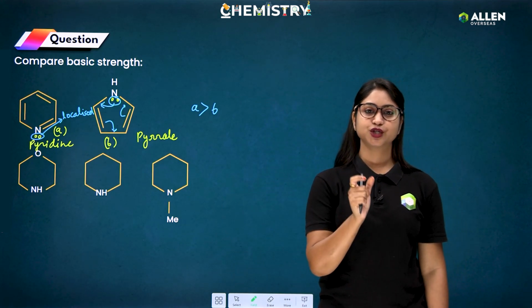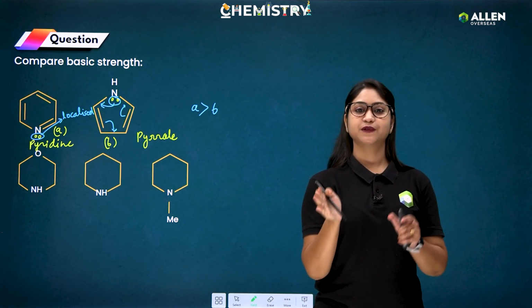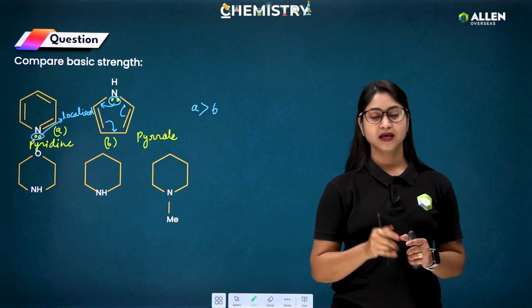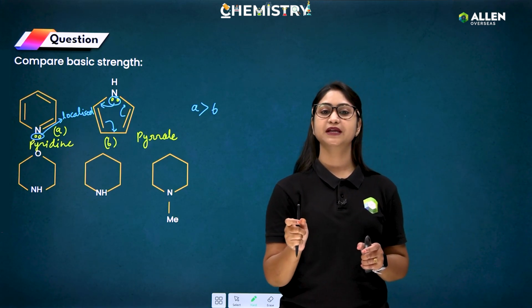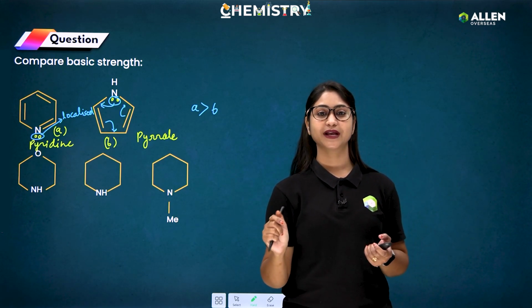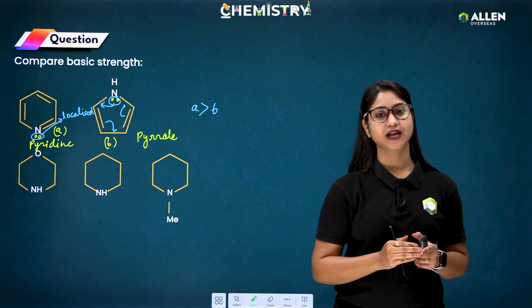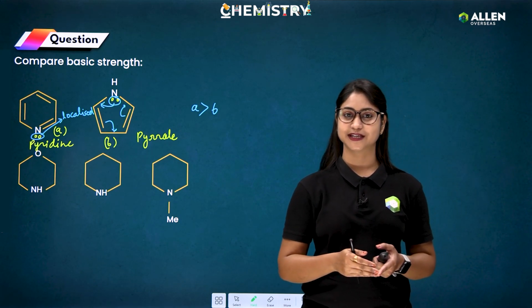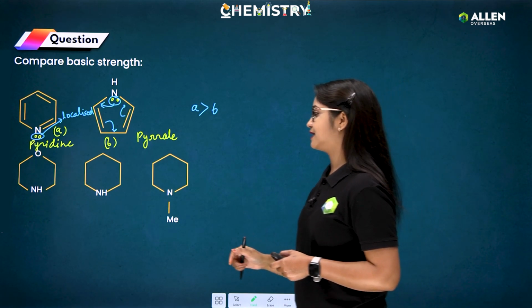So whenever, due to the lone pair, the compound is becoming aromatic, then in that case that compound will be least basic, because if the compound donates that lone pair, the compound will become non-aromatic and that will become less stable, right? Now let's see the next.